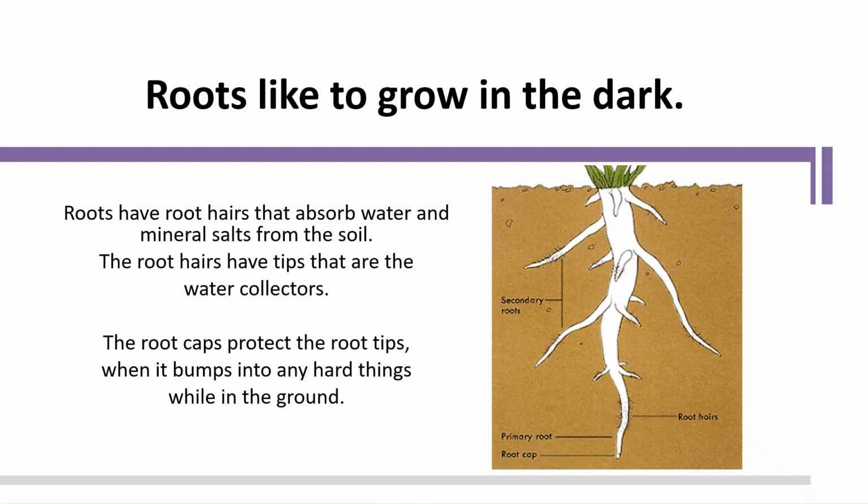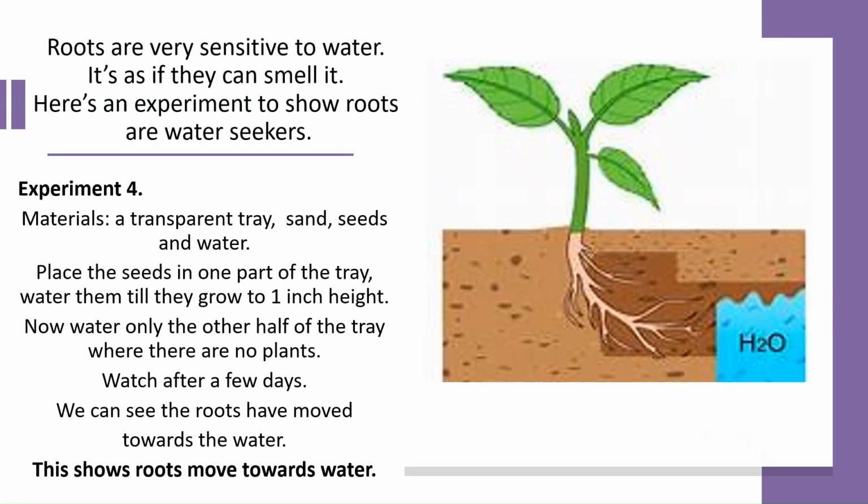Roots like to grow in the dark. Roots have root hairs that absorb water and mineral salts from the soil. The root hairs have tips that are the water collectors. The root caps protect the root tips when it bumps into any hard things while in the ground. Roots are very sensitive to water. It is as if they can smell it.